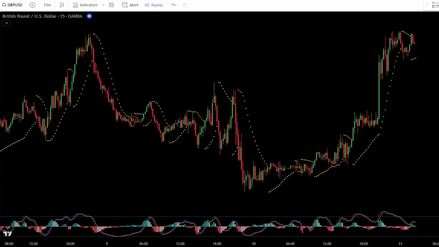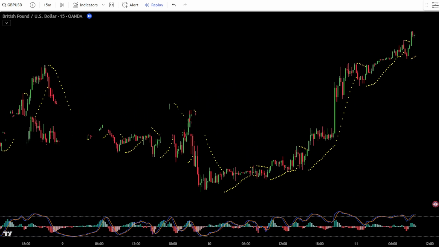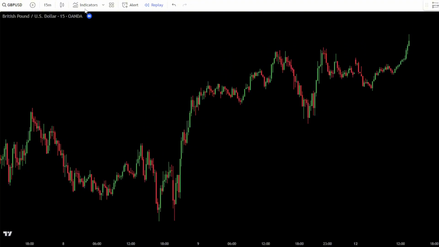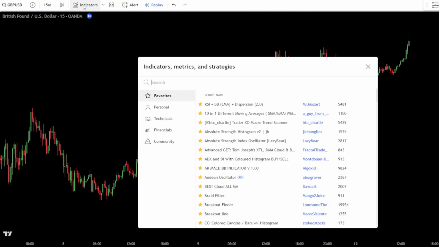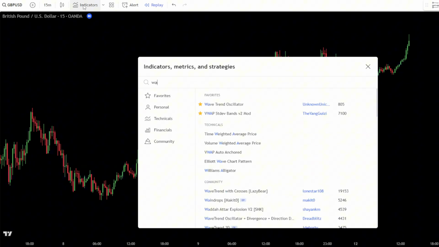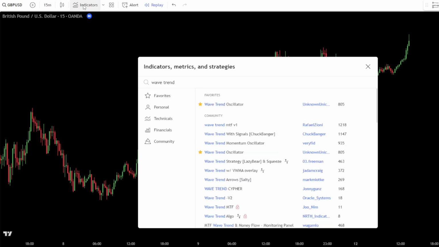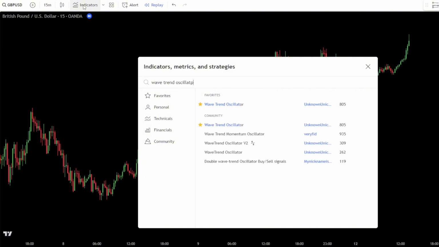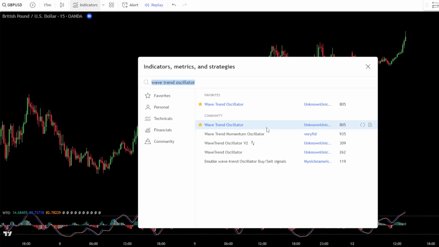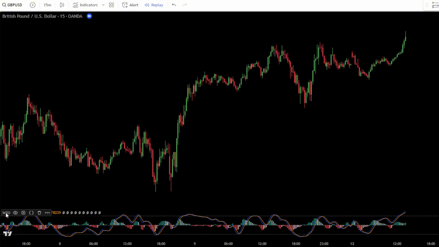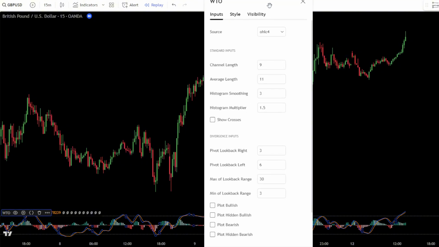Let's get started. Now, open your TradingView. Then, go to the Indicator Search tab. In the Indicator Search tab, type Wave Trend Oscillator. Next, select Wave Trend Oscillator by Unknown Unicorn. Once selected, make a few adjustments to the Wave Trend Oscillator. In the Input tab, change the source option to Close. After that, simply click OK to confirm the changes.